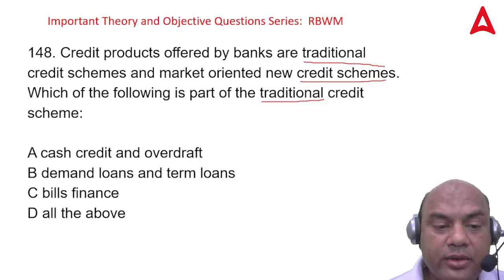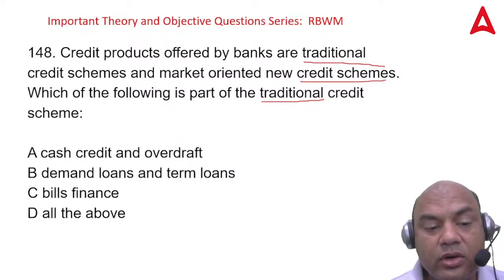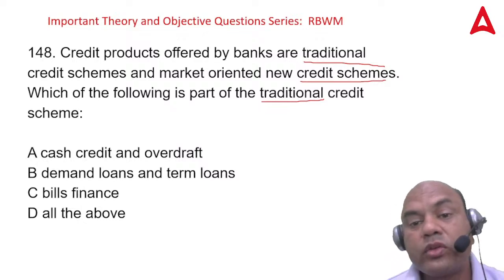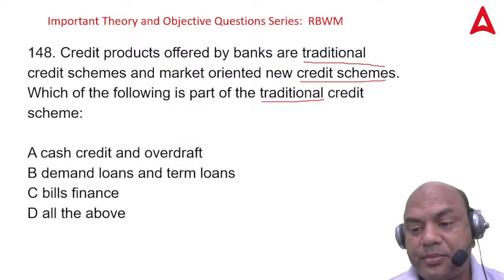Cash credit and OD, demand loans and term loans, bill finance, all of the above. So which of them are the traditional products? Which of them? Is bill finance a traditional product?